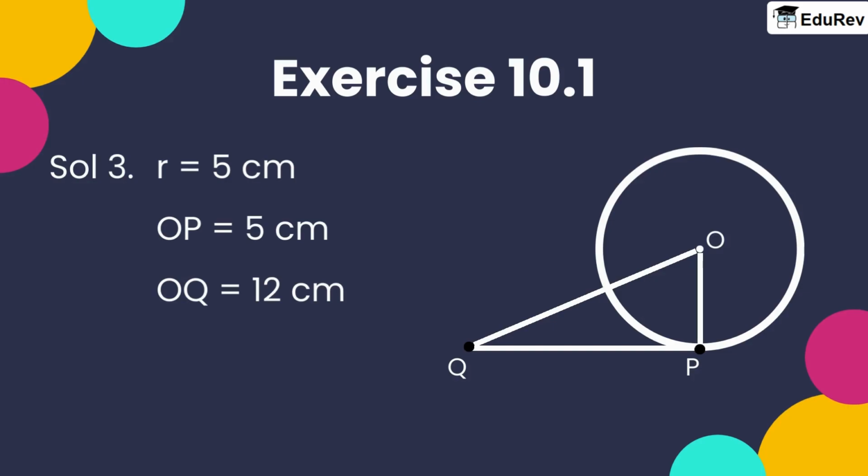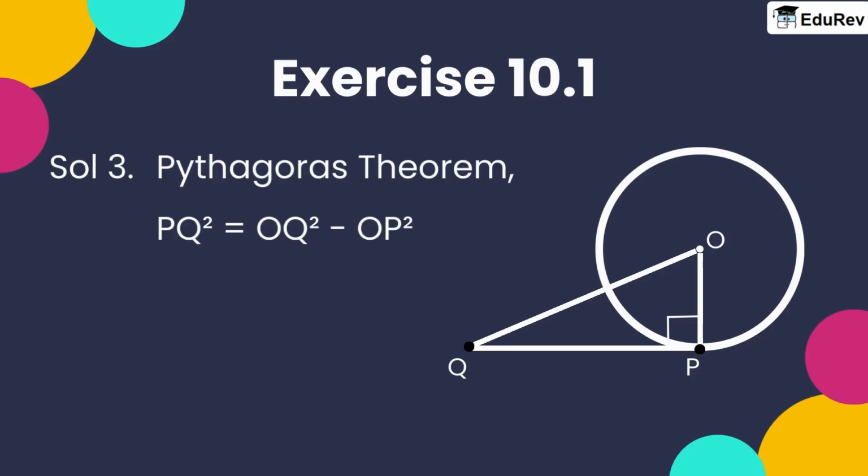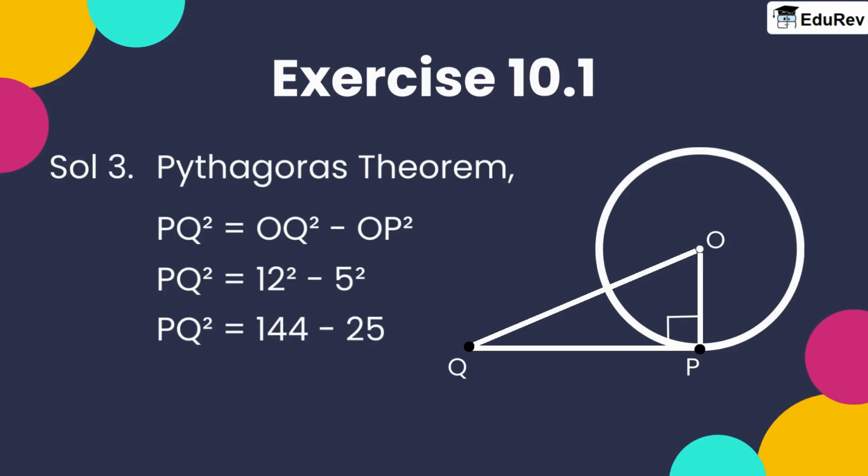Using the theorem we studied, which states that the tangent at any point of a circle is perpendicular to the radius through the point of contact, angle OPQ is equal to 90 degrees. So, we have a right angle triangle OPQ. Using Pythagoras theorem, we can write PQ square is equal to OQ square minus OP square. PQ square is equal to 12 square minus 5 square, equal to 144 minus 25. Hence, we get PQ equal to under root 119 centimeters.